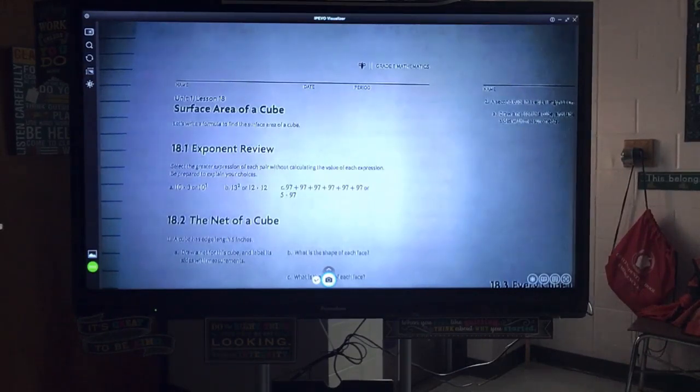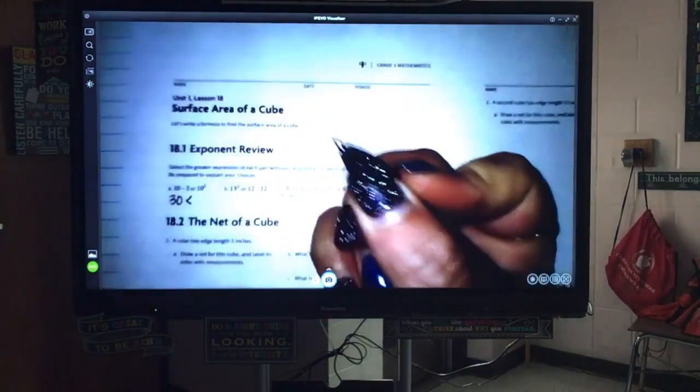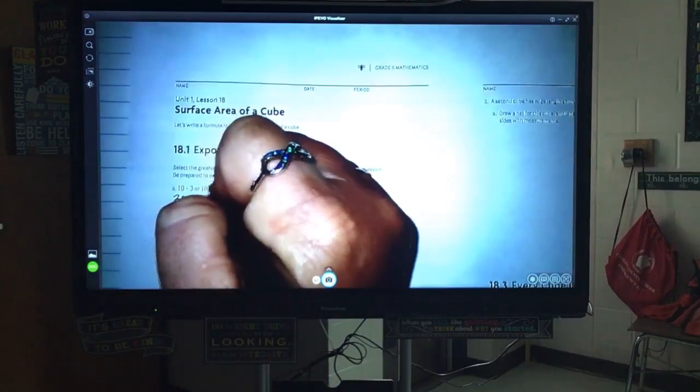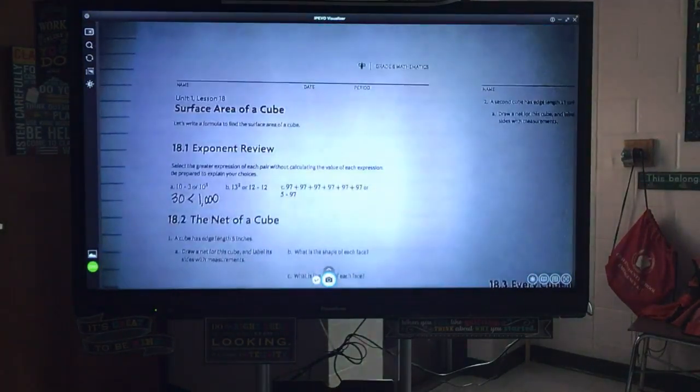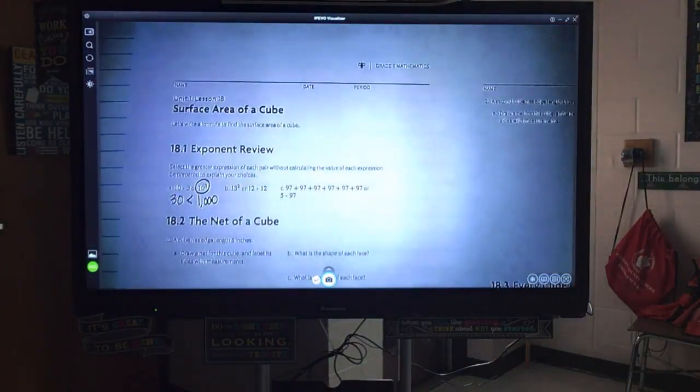Alright, so we're gonna do stand up, sit down, make it really easy. Stand up if you said 10 times 3 is greater than 10 to the third. Okay, stand up if you said 10 to the third is greater than 10 times 3. Alright, Charles, what is 10 times 3? 30. And what is 10 to the third power? 1,000. Alright, so obviously then, we know 10 to the third is greater. Alright, B, have a seat.